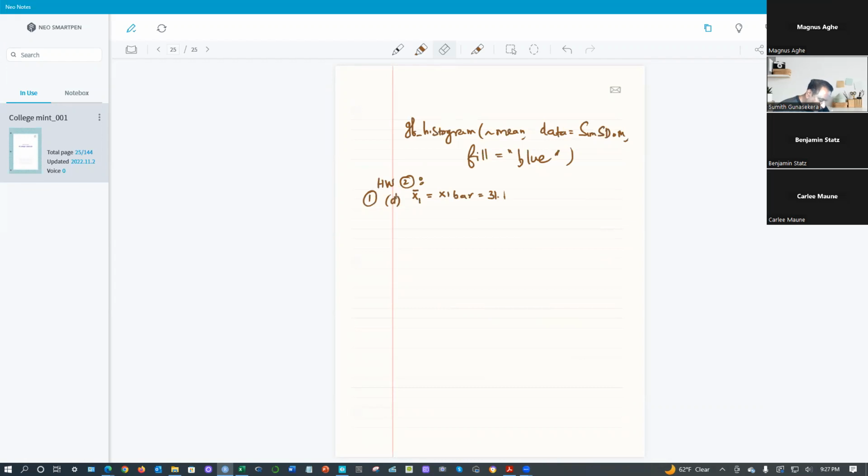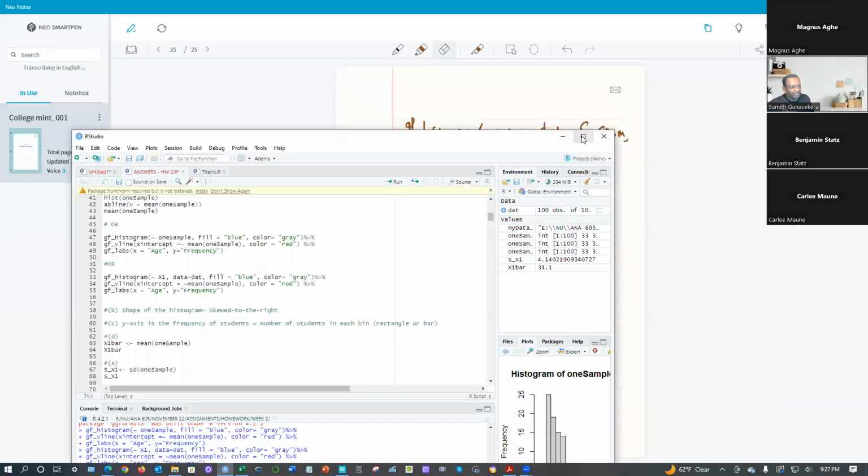x1 bar. So this one I would say S of x1. S subscript underscore x1, which is 4.14. Like that. That's the notation. We get used to the notation. Because of the sample, we can tell like that.